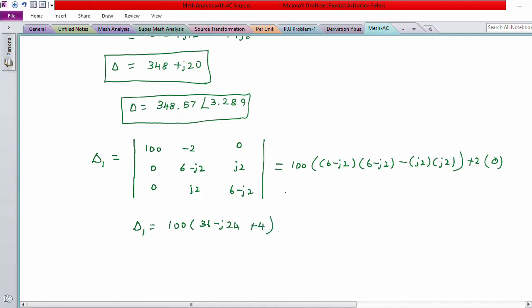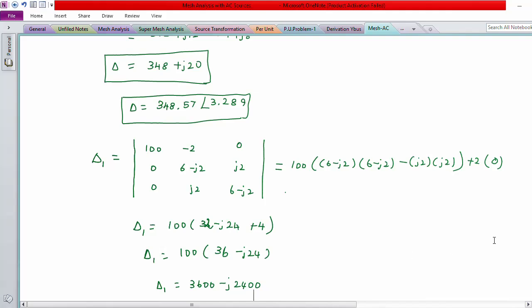So we can take minus into minus plus 4. Now in this case, we can get delta 1 value as 100 into, sorry, here it is 32 minus j24 plus 4. So if you simplify that, we will get 36 minus j24. Now delta 1 is equal to 3600 minus j2400.